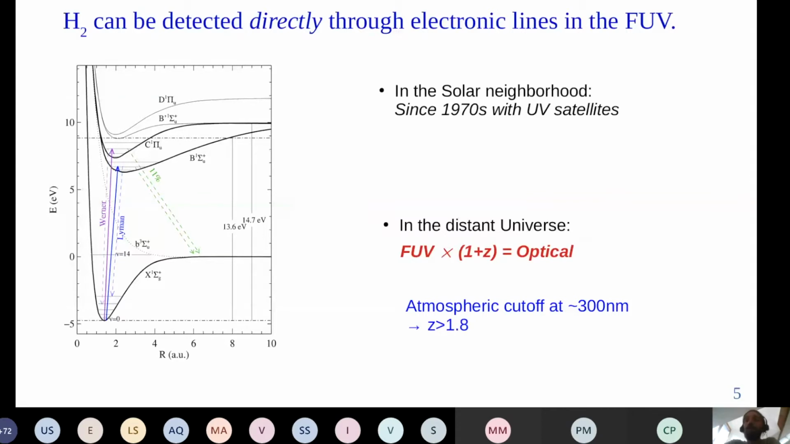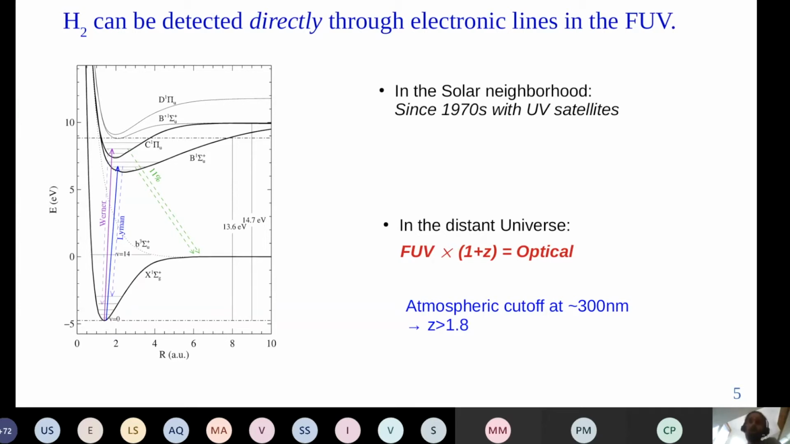So as Michael nicely introduced, H2 can be directly detected through electronic lines. These are in the UV. So it's not through a proxy like in the emission using CO. Here, using quasar absorption lines, we detect directly the H2 molecules.